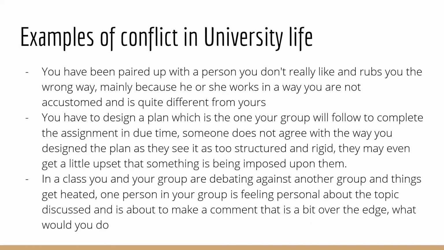So first of all, the first example is you have been paired up with a person you don't really like and rubs you the wrong way, mainly because he or she works in a way you're not accustomed to and is quite different from yours. So basically, here what it's saying is you have been paired with someone you don't really like because they work differently from you.